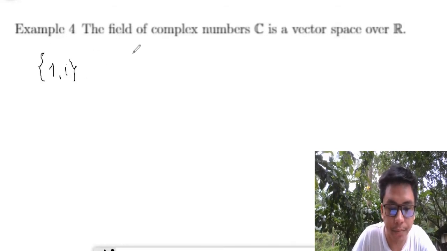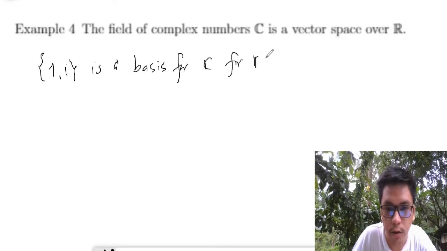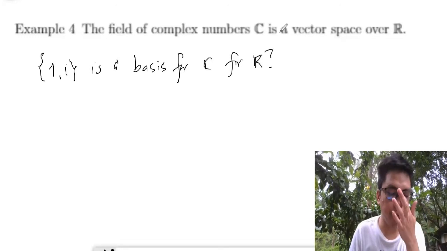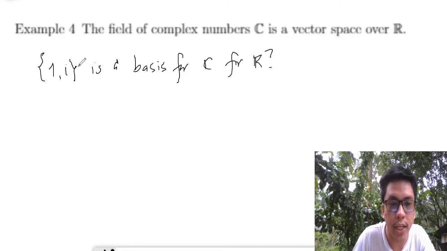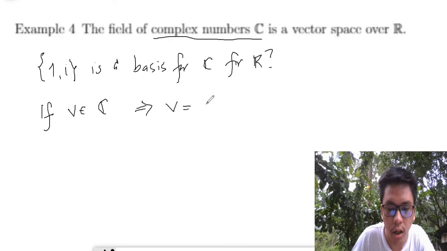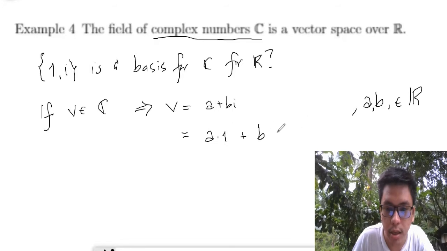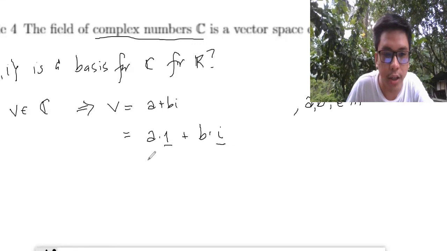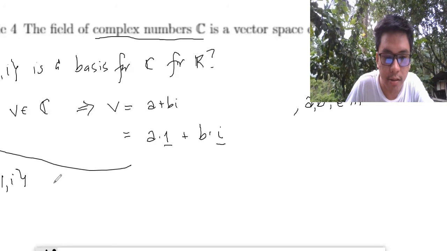That's it. Okay, so given that the field of complex numbers C is a vector space over R, we're going to check if the set {1, i} is a basis for C over R. So I'm going to put a question mark on this since we haven't proven that yet. Now let's check. This set contains 1 and i. Observe that if a vector v is in C, then I can write v equals a plus bi, where a, b are in R, of course. i is your imaginary number. Observe that I can write this as a times 1 plus b times i. So technically, this 1 here and this i here are coming from this set. So therefore, it simply tells us that the set {1, i} spans C.